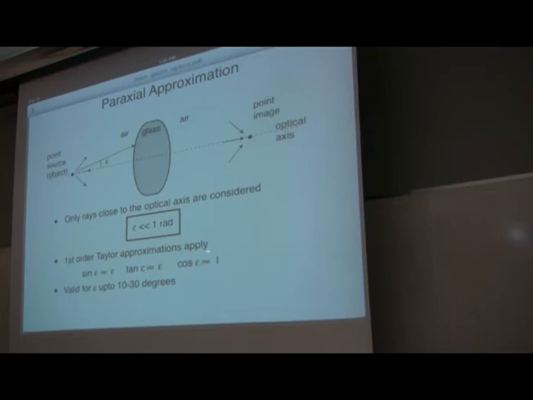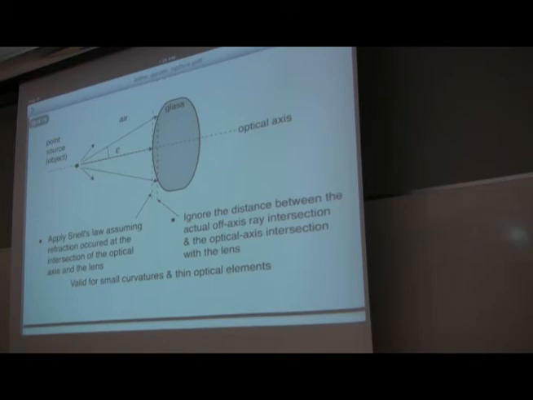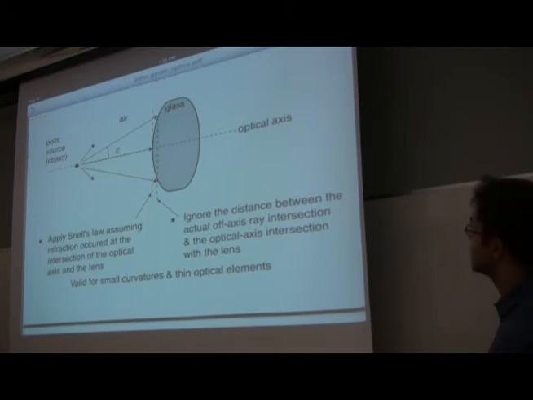What that means is that you can make very simple approximations to all the trigonometric functions. First order Taylor approximation: sine epsilon becomes epsilon, tan epsilon becomes epsilon, cos epsilon becomes 1. So it simplifies Snell's law, right? You can imagine already, and all the geometric considerations. Typically it's a few tens of degrees. Now with that in mind, it's relatively straightforward. We can apply Snell's law assuming that.